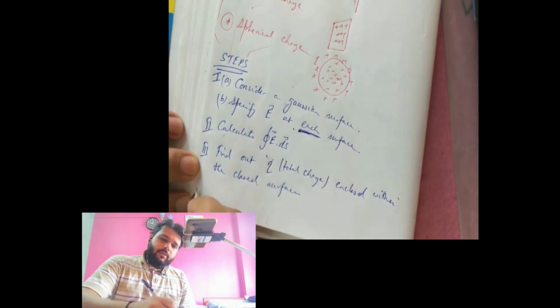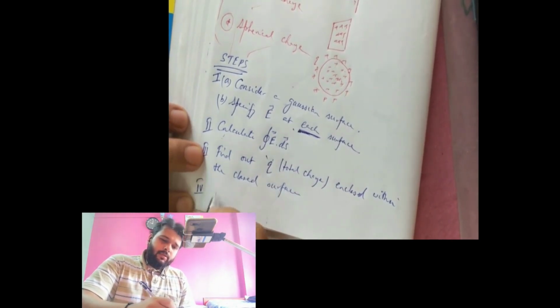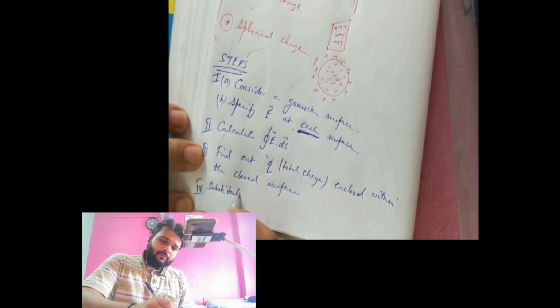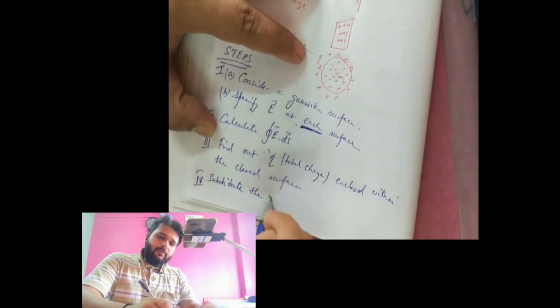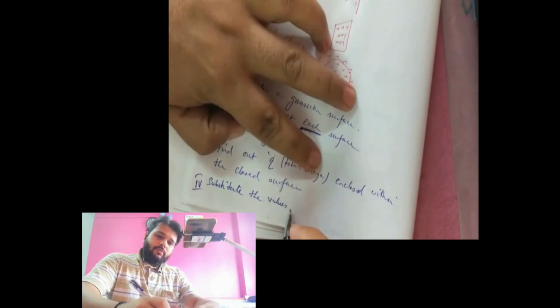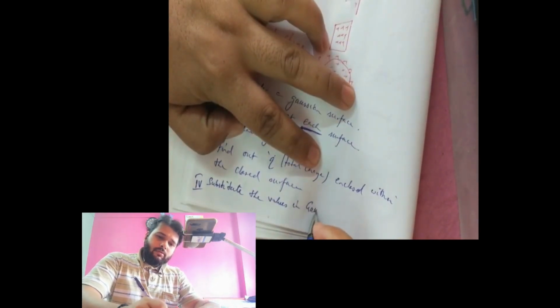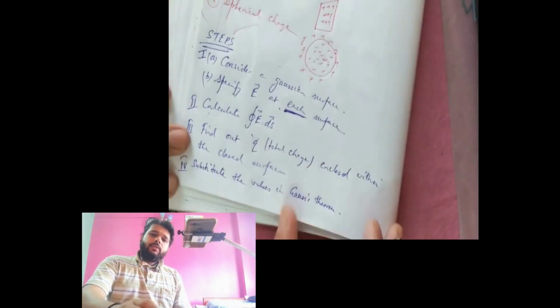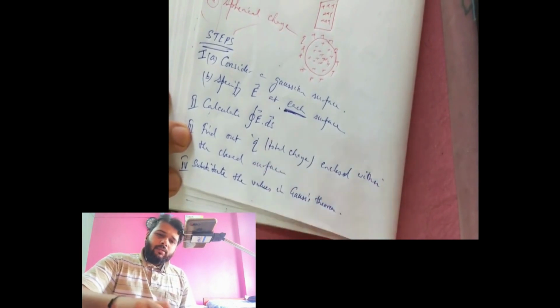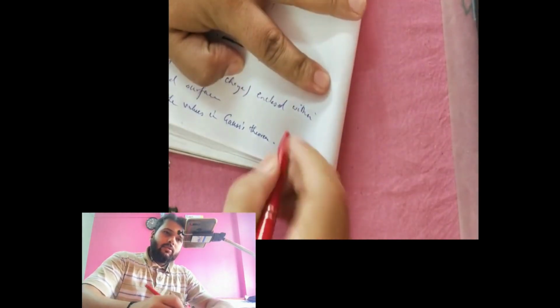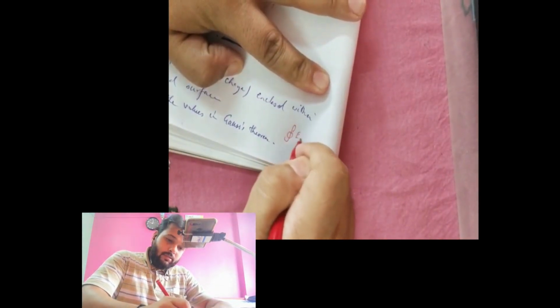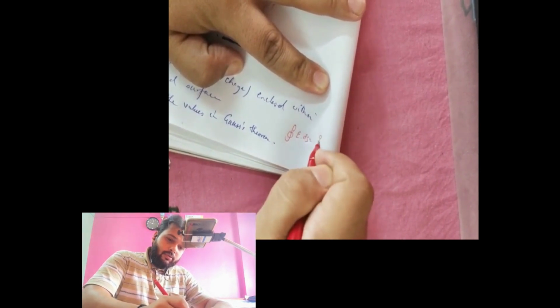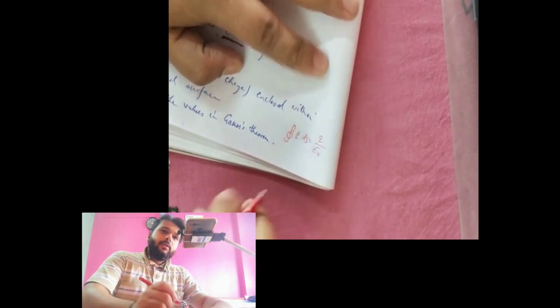Okay, next, the fourth step: substitute the values in Gauss's theorem. Substitute the values in Gauss's theorem means, what is Gauss's theorem? This is Gauss's theorem: E dot ds is equal to Q by epsilon naught.